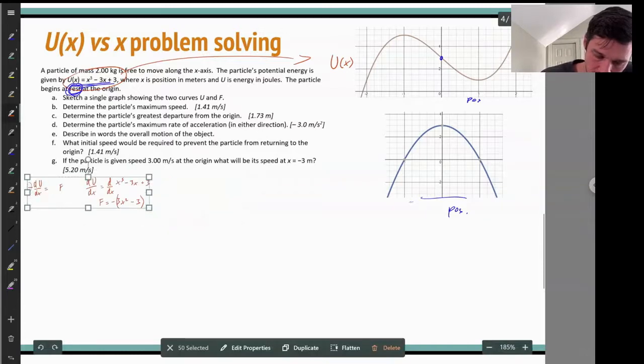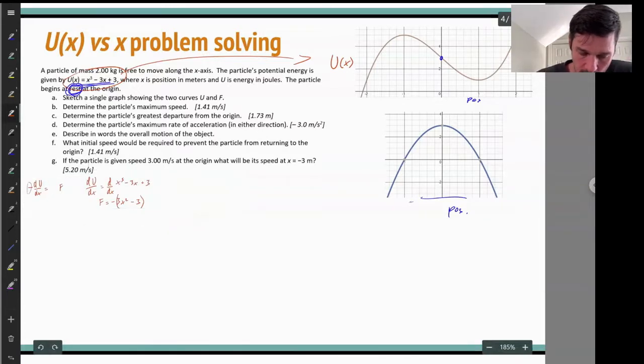Let's shrink that, stick that up there. So we've got graphs of curves U and F. We've got a potential energy graph, and we've got a force graph.